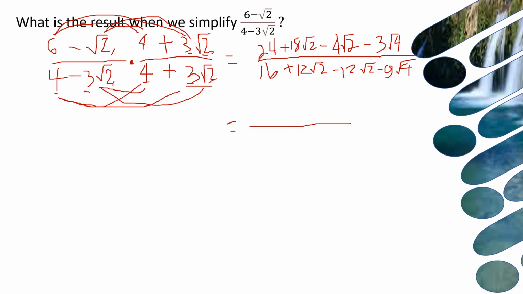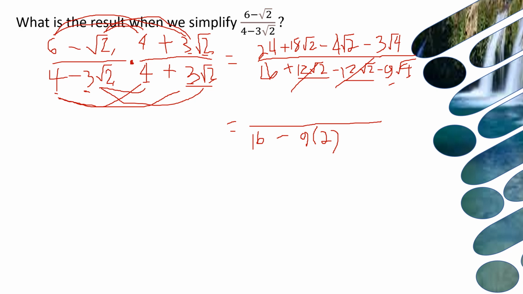So we have 16 here, while 12 square root of 2 minus 12 square root of 2 is 0. So you can cancel this out now. Minus 9 times the square root of 4, which is 2. So 9 times 2.